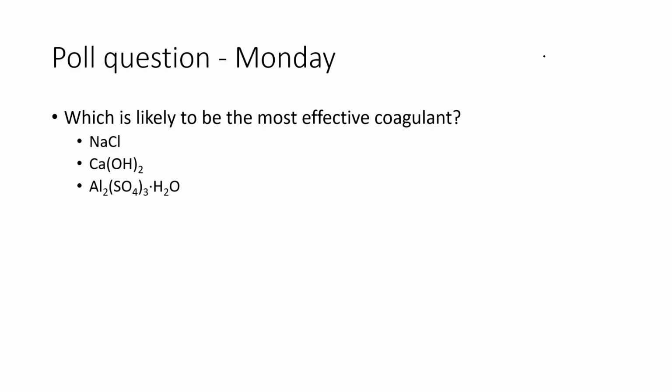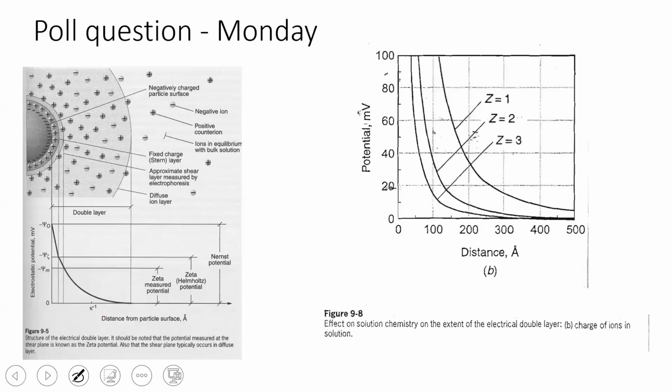I do not know why the poll is not working, but the poll question is on your screen. So we'll just call this A, B, and C. A for sodium chloride, B for calcium hydroxide, and C for aluminum sulfate, or alum. It looks like C wins, and that is correct. And the reason it's correct is shown in this figure here.